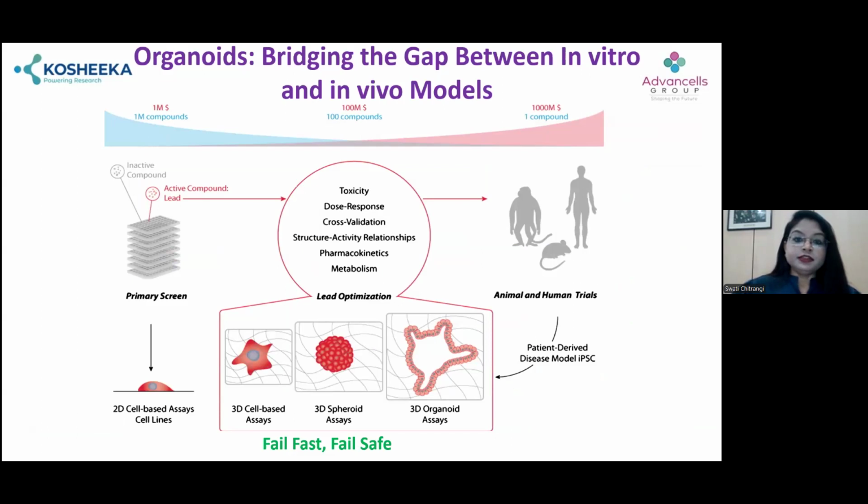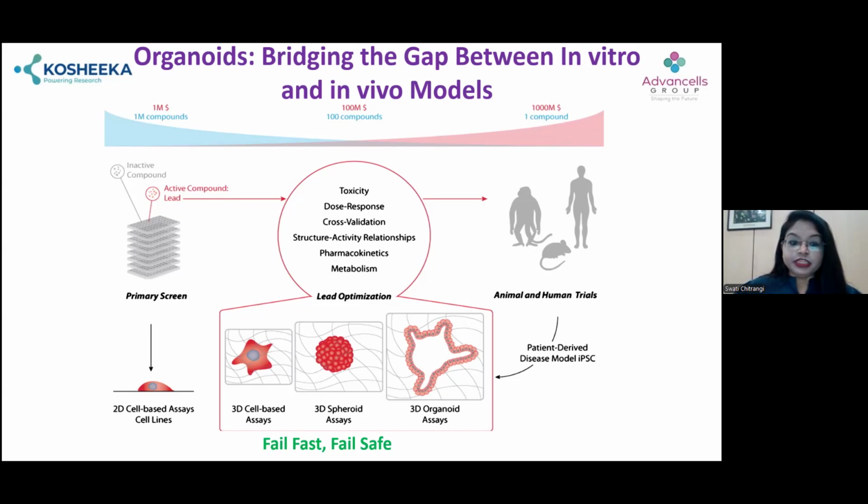Secondly, you can see in this slide how much money is involved. On the left side of the screen, it starts with $1 million for 1 million compounds. And as you progress in this drug discovery paradigm, the cost increases to $1,000 million, and you will get one compound out of that. In the primary screening, that is the first phase of the drug screening process, target identification.